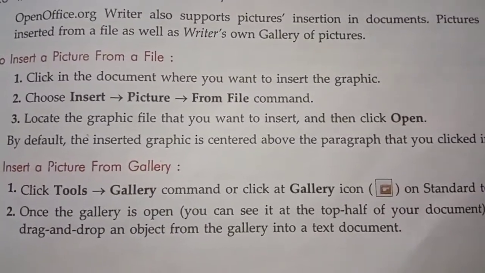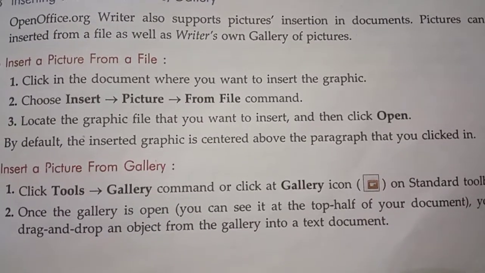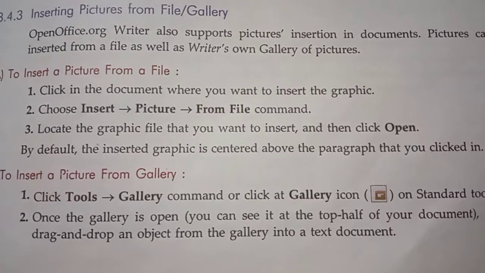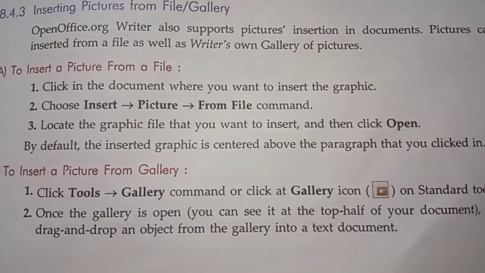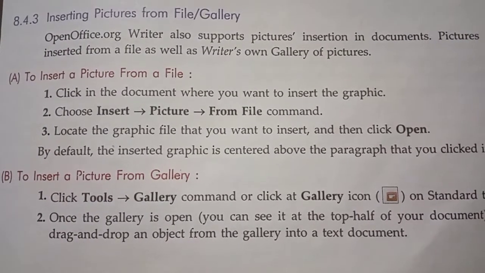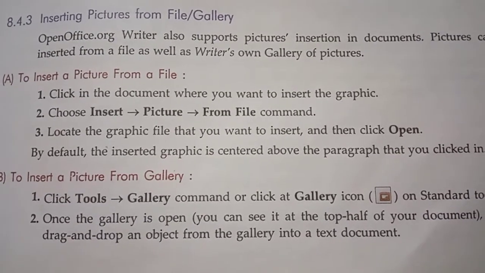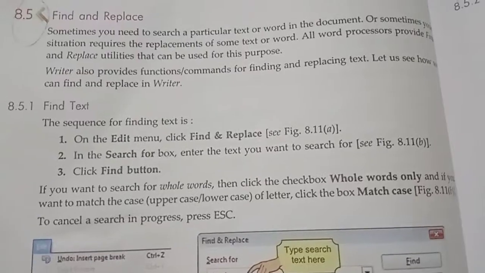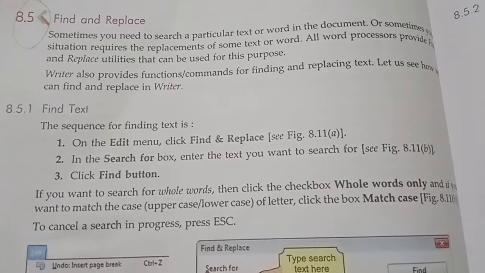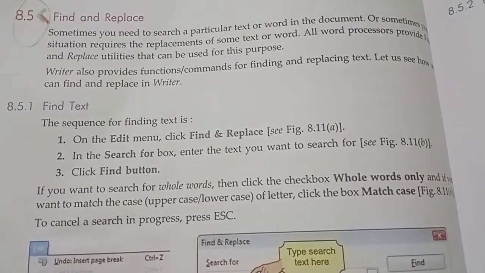Once the gallery is open, you can drag and drop an object from the gallery to a text document. From the gallery you can just use the mouse to drag and drop that object to your document. So this is the way for adding a picture from file and a picture from gallery. Next topic is an important topic in OpenOffice Writer, and every time questions come from this area: find and replace. This is the main feature of OpenOffice Writer.